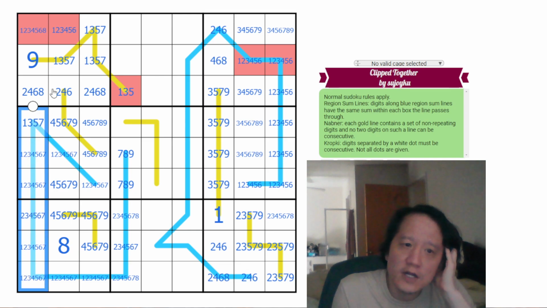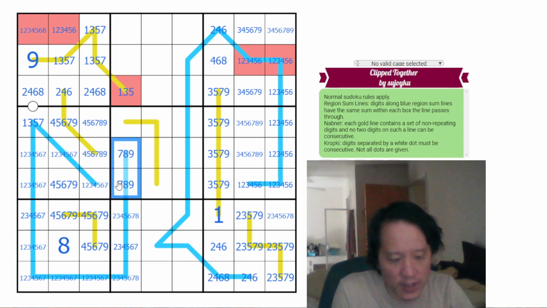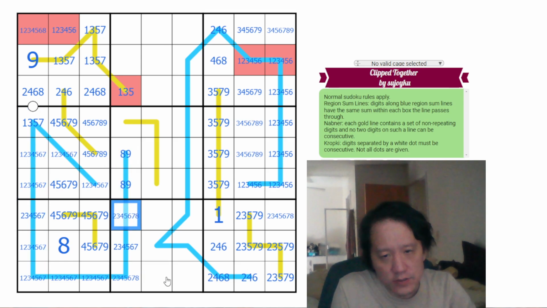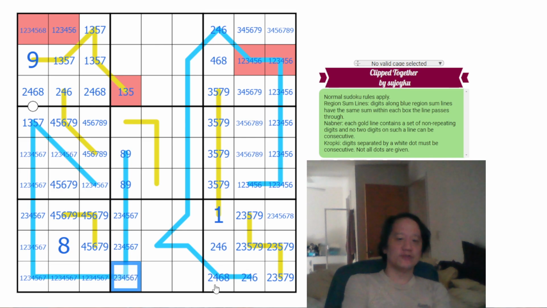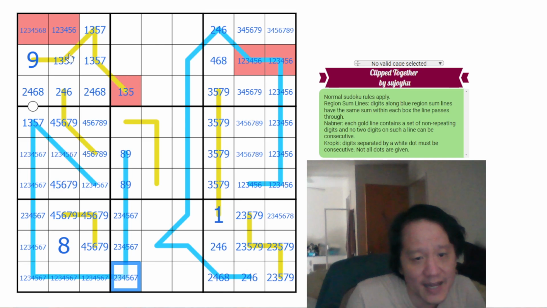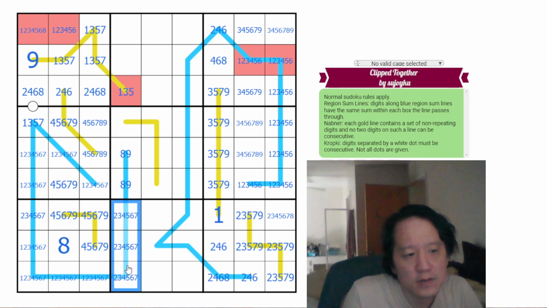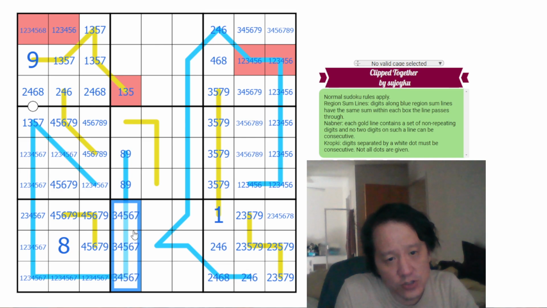Since there's no 7 here, there must be a 7 on one of these, which means it's 1, 2, 3, 4, 7 at least, which is 17. So this has to be 8 and 9. So there is no 8. So it's at least 17, which means this is 6 and 7. Right? So it cannot be 2. It cannot be 3 because that's 16.